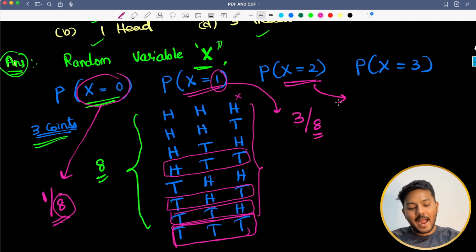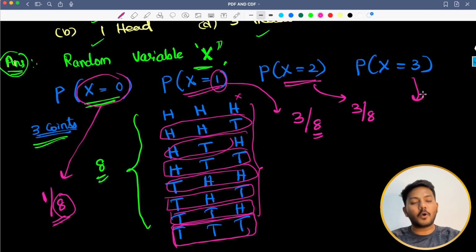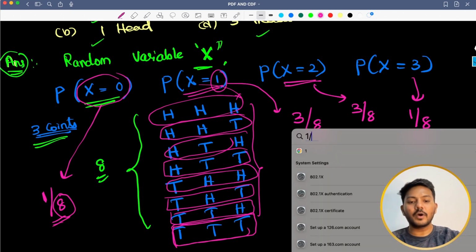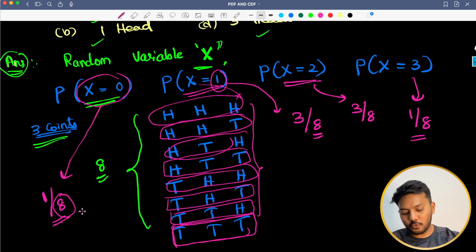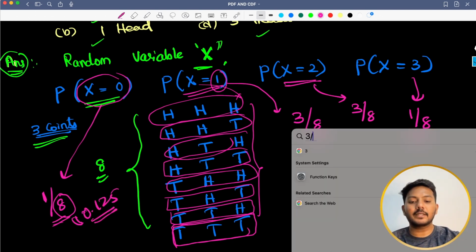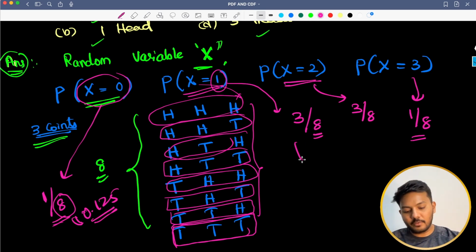And now let's look at this one, in which I have 2 heads. So this is 1, and this is 2, and this is 3. So this is 3 by 8, and then probability of having all the 3 heads, only one probability, which is 1 by 8. So what are the values? 1 by 8, which is 0.125. So this is 0.125, and then we have 3 by 8, which is 0.375. This is 0.375, and this is also 0.375, and then this is 0.125.